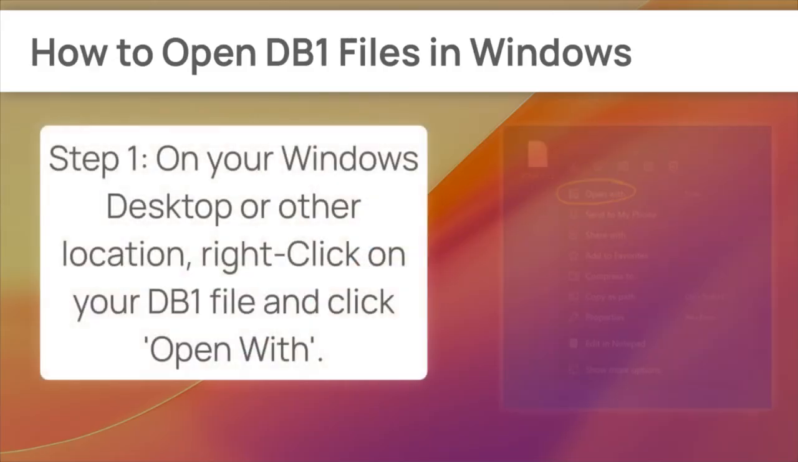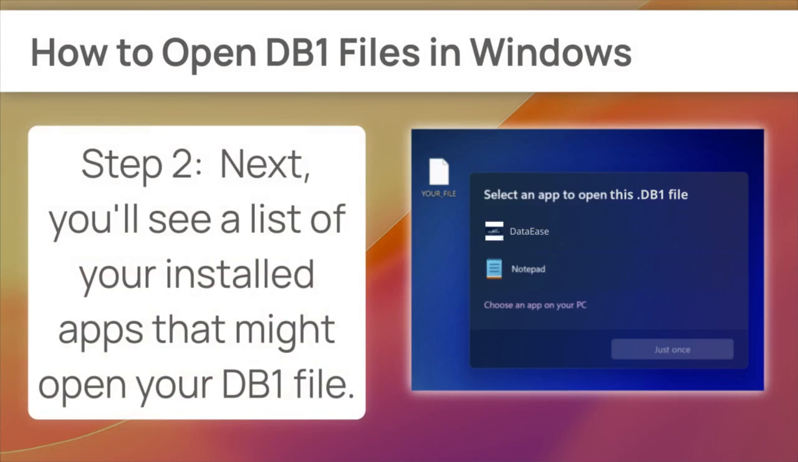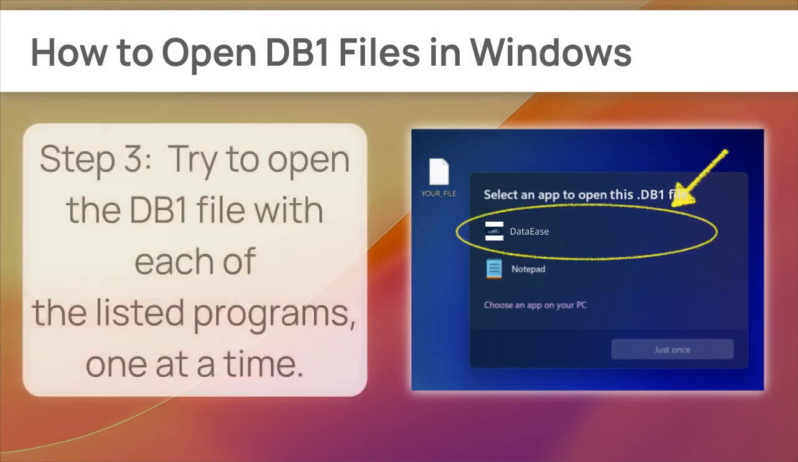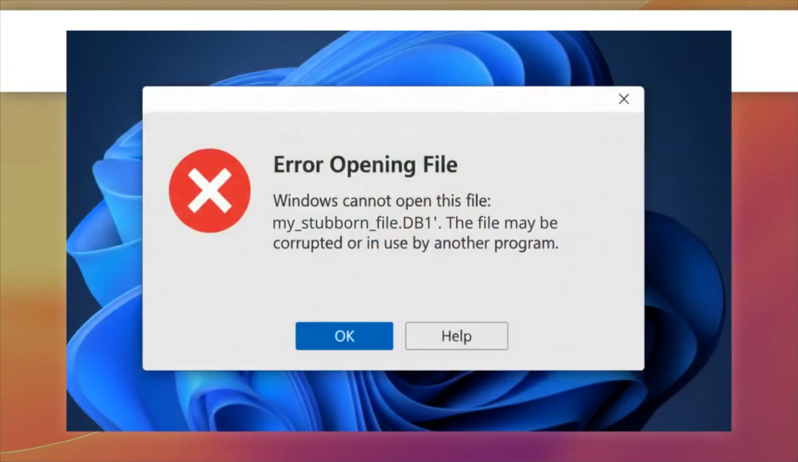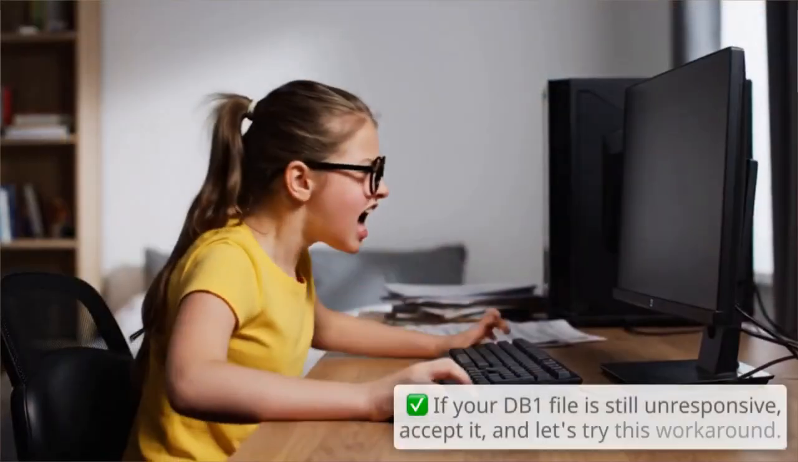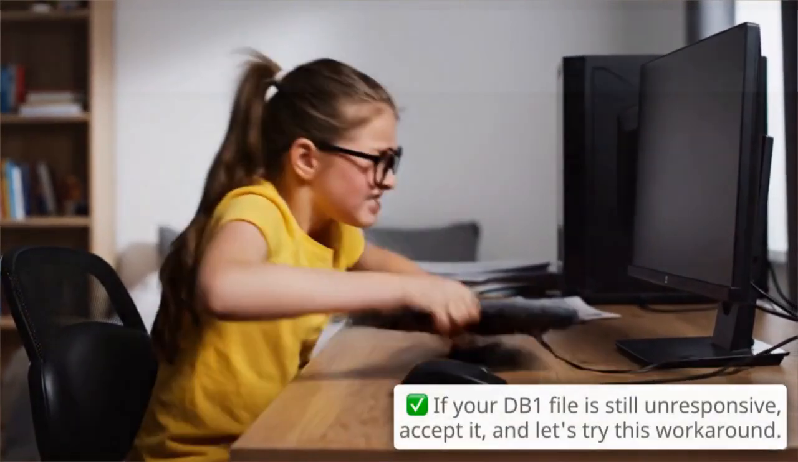To force file access, right-click your DB1 file and select Open With. If DataEase is an option, test it. If it's not available, choose another program. We are trying to find the specific compatibility bridge. If you cannot access the DB1 file, no problem. Why is the file failing? It's not random. Here are the most common technical factors preventing your DB1 file from opening correctly.